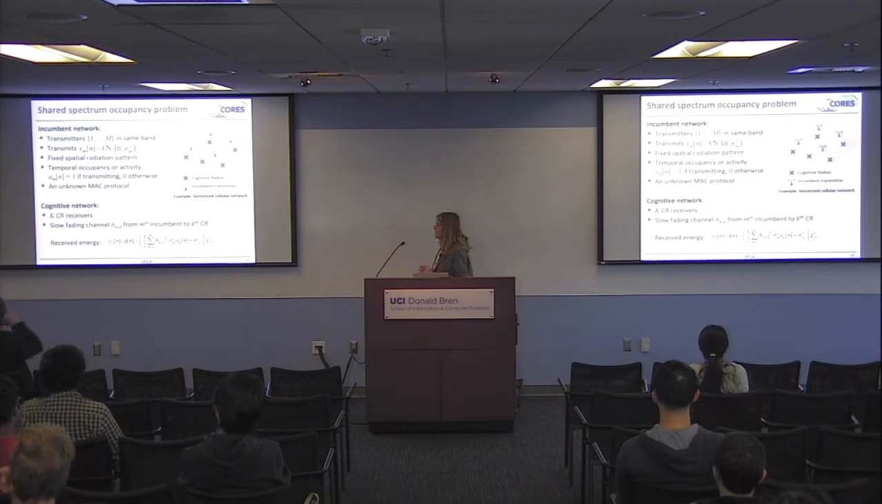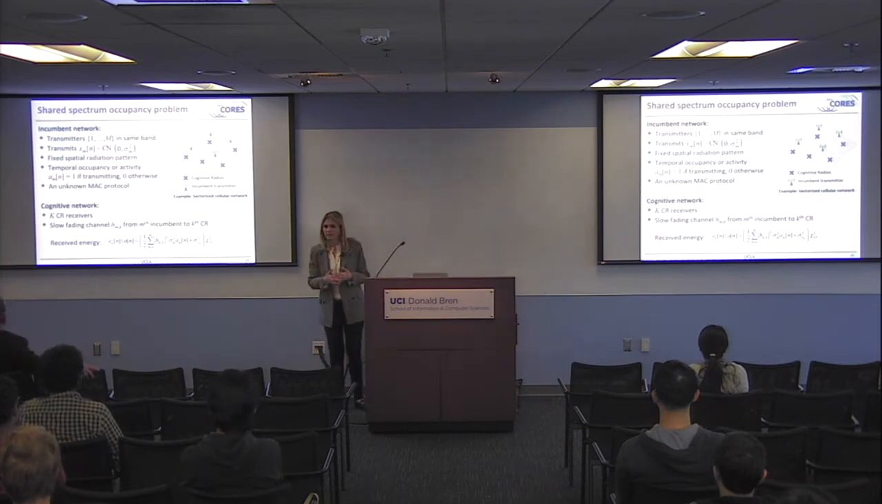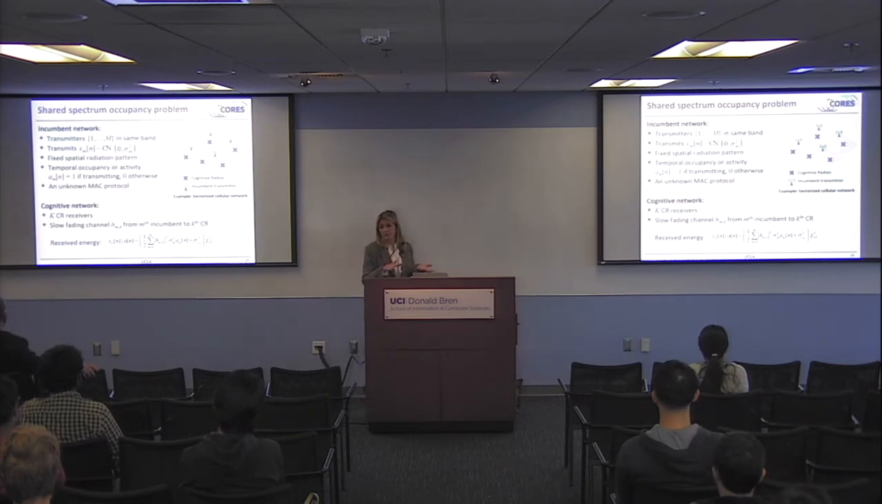They also have some temporal activity. As we have seen, their traffic is on and off. That's how I'm modeling it, 0 or 1 with this variable A, but that is not known to the radios. They also have an unknown MAC protocol. So my goal is to deploy cognitive radios in the same geographic region as these transmitters. However, they have no knowledge about all these red unknown parameters.